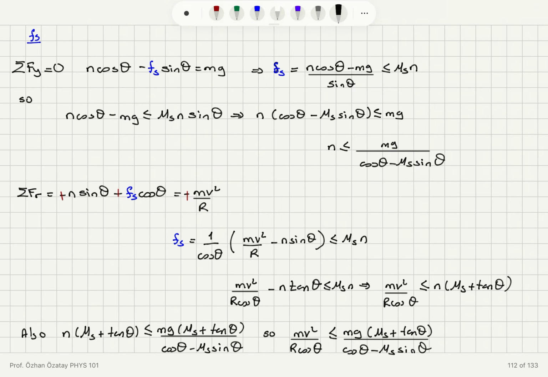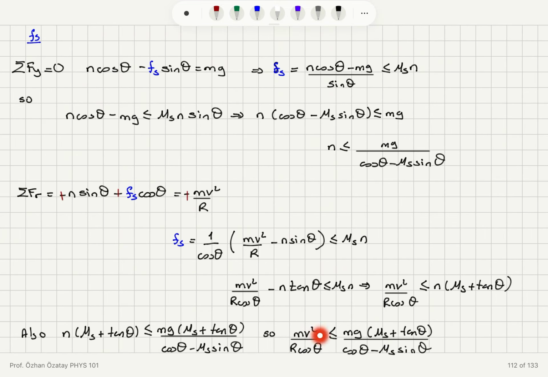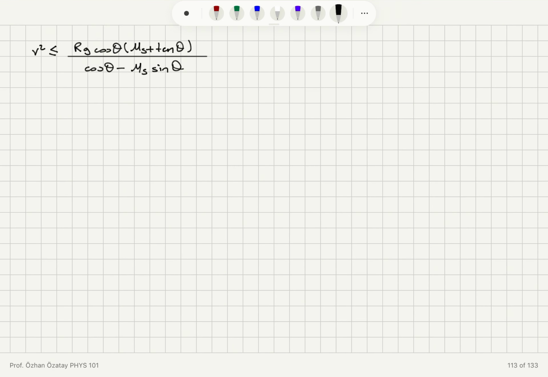Okay, so if we take this one step further to isolate v in this scenario, we're going to have v squared less or equal to rg times (cosine theta mu s plus tangent theta) divided by (cosine theta minus mu s sine theta). So this is basically isolating v squared by multiplying with r cosine theta, getting rid of the masses here, and we're going to see this result.